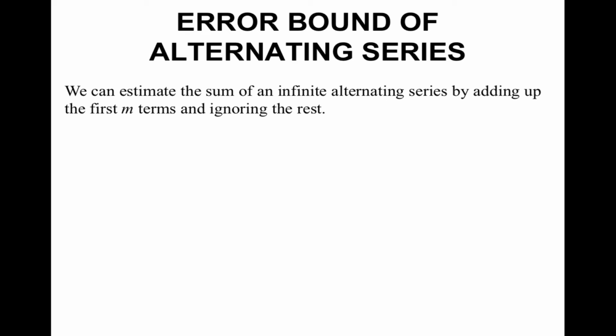All right, so now let's look at the error bound of alternating series. So we can estimate the sum of an infinite alternating series by adding up the first m terms and ignoring the rest. So this is basically a method to figure out what the alternating series converges to.